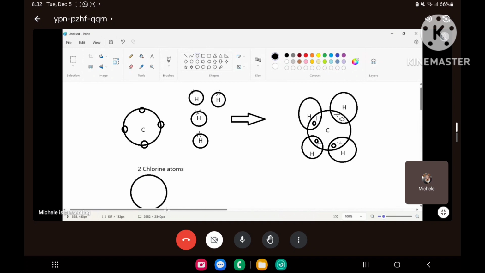Examples of non-metal, or covalent: oxygen, nitrogen, carbon, fluorine, sulfur, phosphorus, helium.